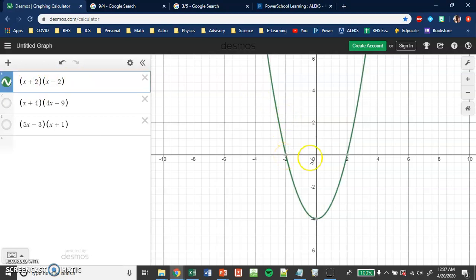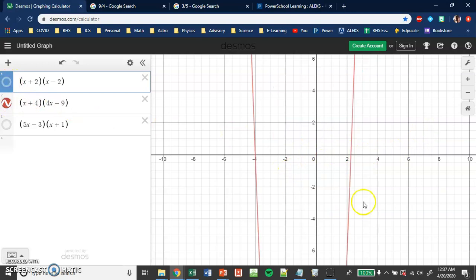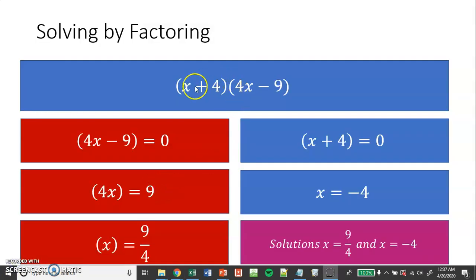And it turns out there are 2 places where the green graph here crosses the x-axis. The one we just talked about, which is this parabola, looks like this. What we're going to want to know is where the parabola crosses the x-axis. So it apparently crosses at -4 and at 2.25. We're going to figure out where that comes from. Where that comes from is we take our 2 factors and we set them equal to 0, where the graph crosses the x-axis, and then we just simply solve for x.